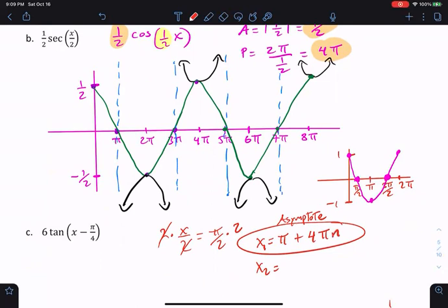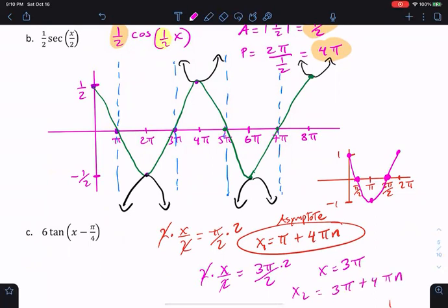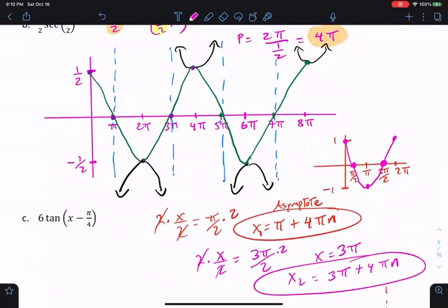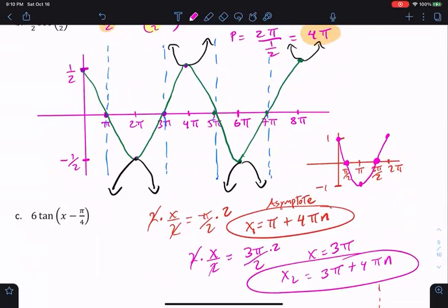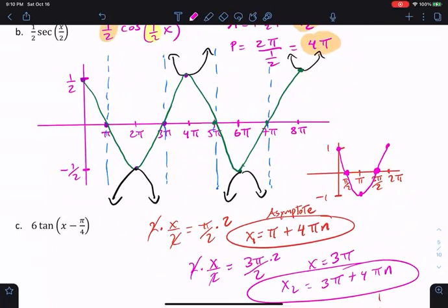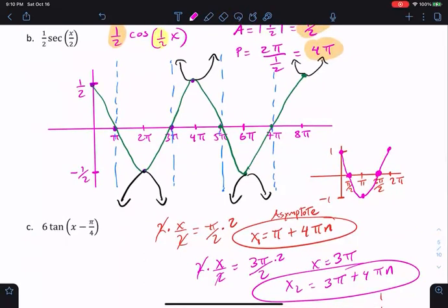And then for the second one, you set the parentheses equal to the other asymptote that should be there. So x over 2 equals 3 pi over 2. So you multiply by 2 both sides, and you get x equals 3 pi. So that means x2 equals 3 pi plus 4 pi n. So that will be the other asymptote, okay? So the other asymptote will be at here, okay? So you have the two asymptotes, okay? So that's what happens here in this problem, okay?